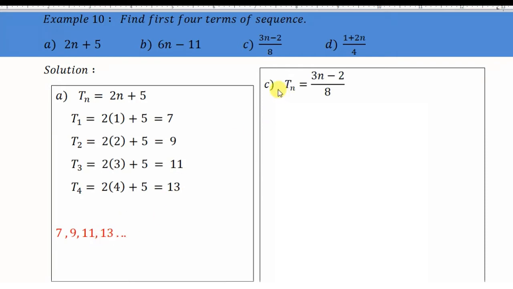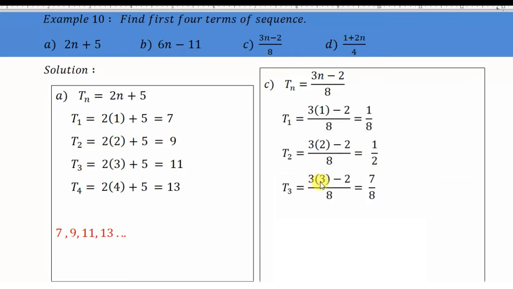Now next, 3n minus 2 by 8, that is, Tn is equals to 3n minus 2 by 8. So to find the first term of the sequence, we need to put n equals 1. So 3 times 1 minus 2 by 8, 3 times 1 is 3, 3 minus 2 is 1, that will be 1 by 8. And here 6 minus 2 is 4, 4 by 8 will be 1 by 2.